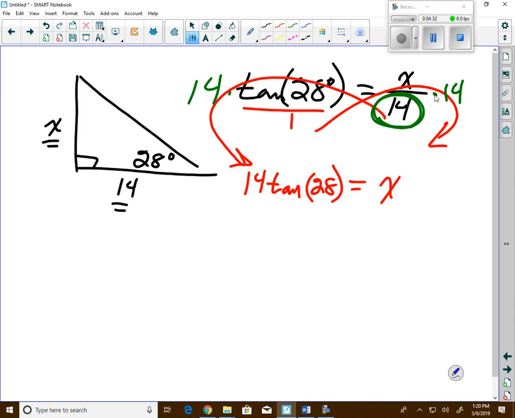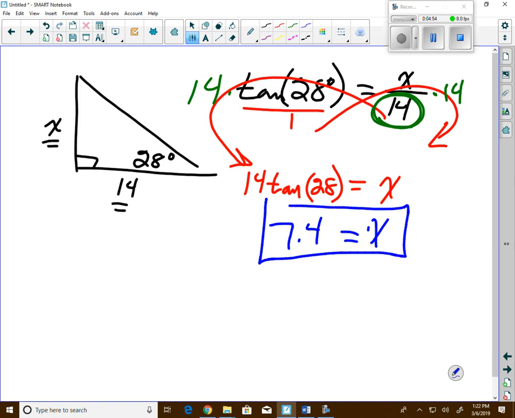Now we grab the calculator and work out 14 times tangent 28, making sure, of course, that you're in degrees mode if you haven't checked that lately. Okay, so multiplying that, you should get that x equals 7.4. And unless stated otherwise, we usually find angle or side lengths to the nearest tenth. So round those off to the nearest tenth is good.